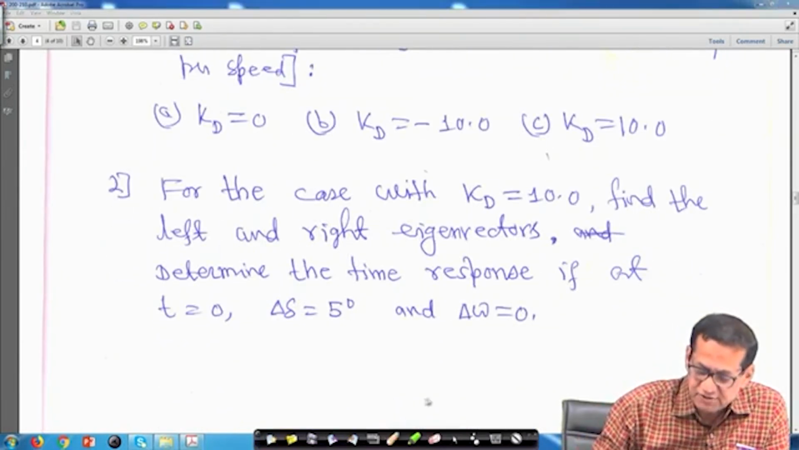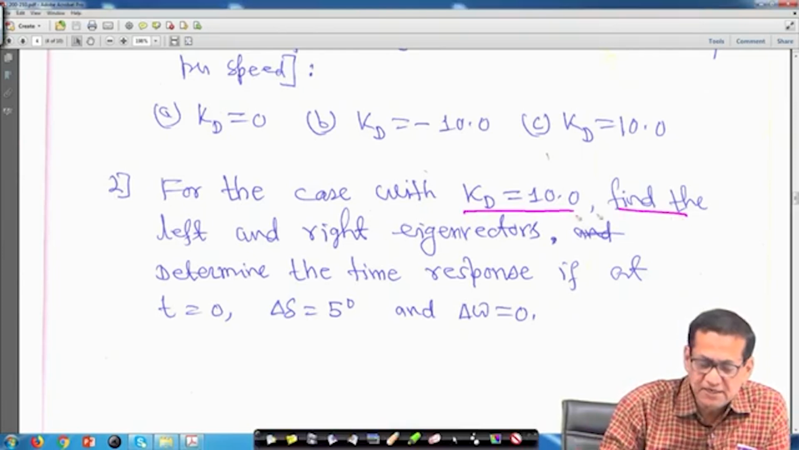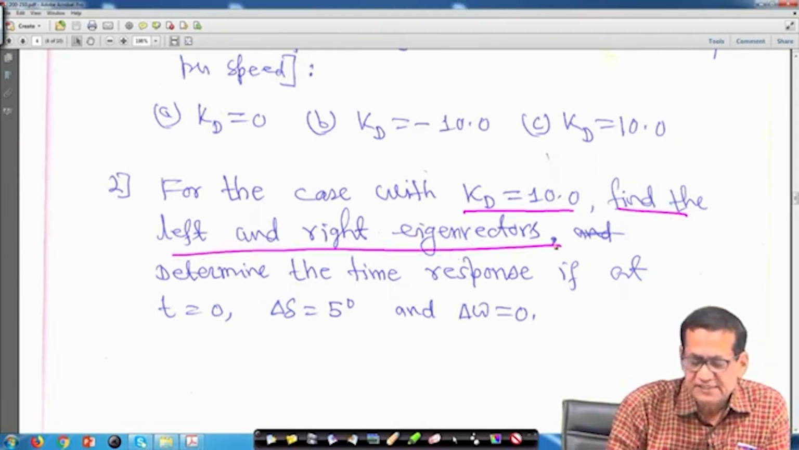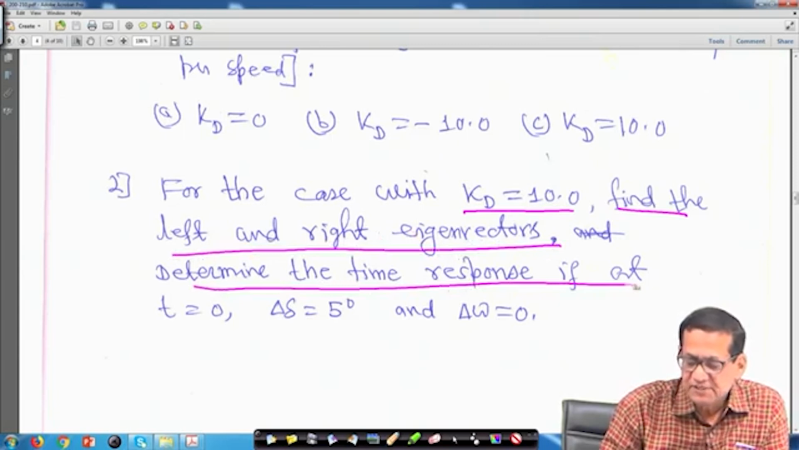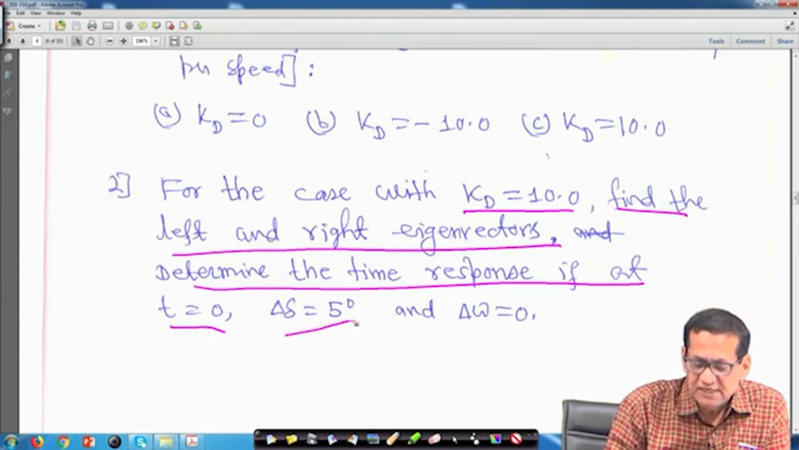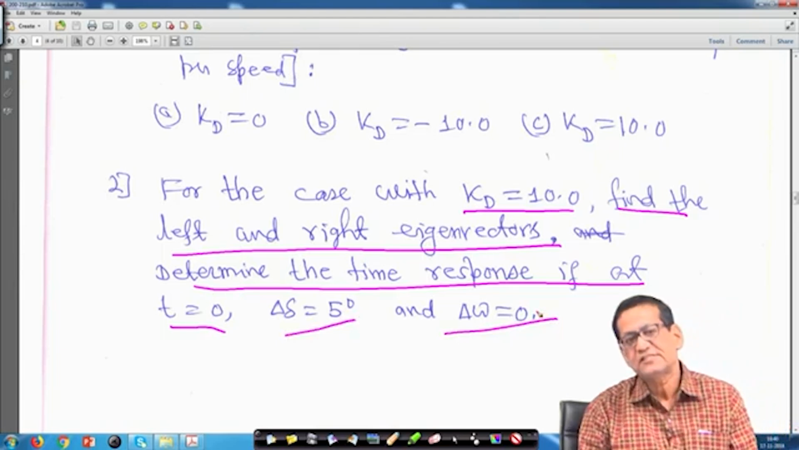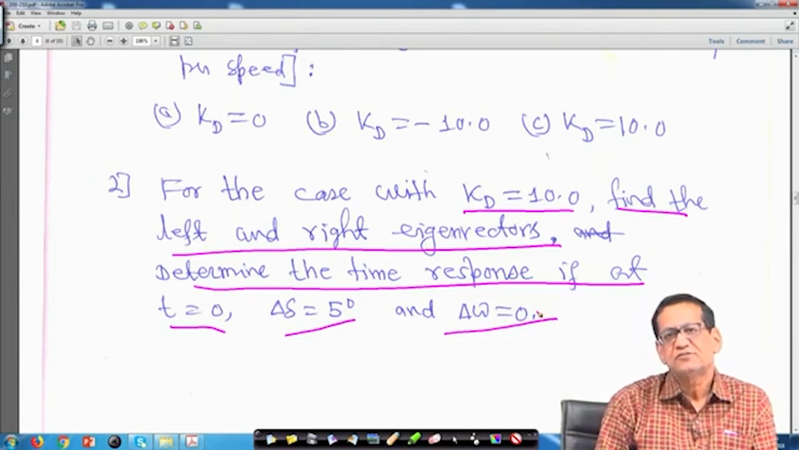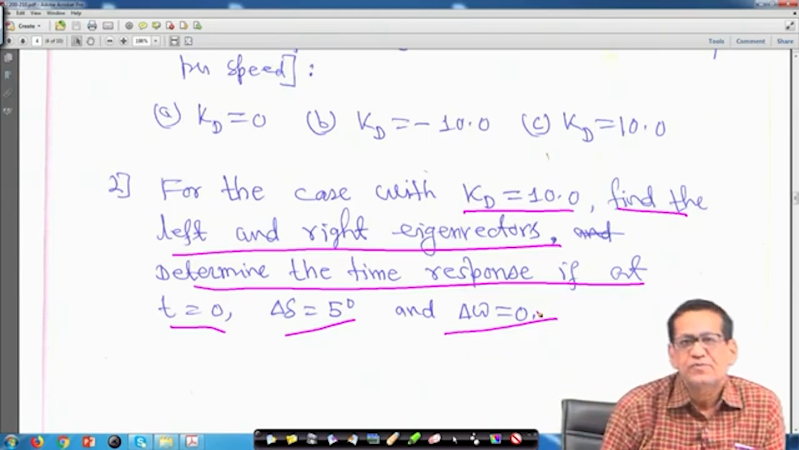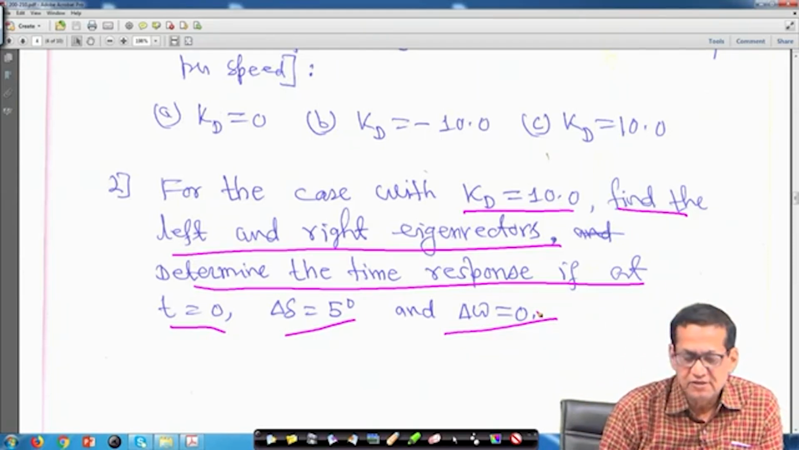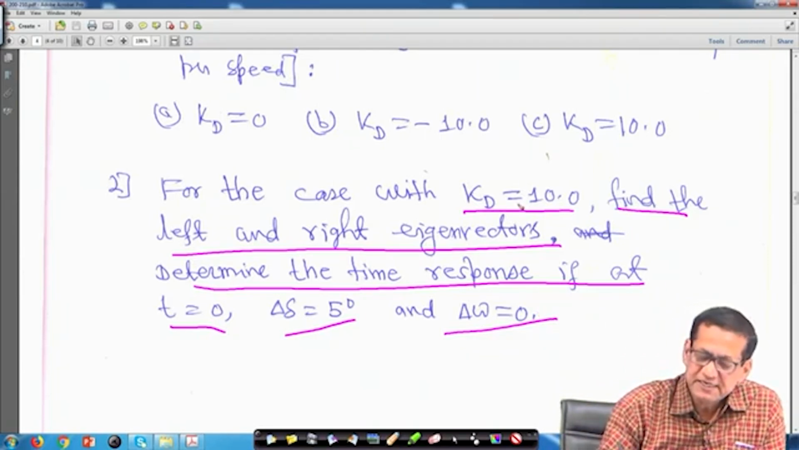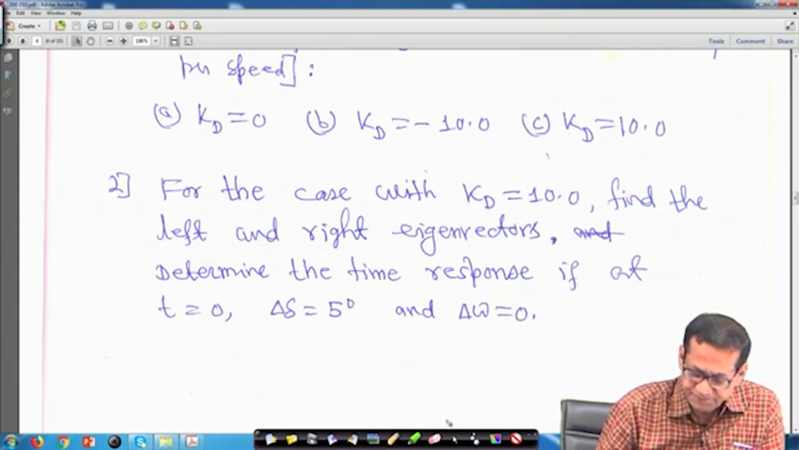Now, for the case with K d equal to 10, you have to find the left and right eigenvectors and determine the time response if at t equal to 0, delta is equal to 5 degrees and delta omega is equal to 0. These are the initial conditions given, and this is for the damping coefficient K d equal to 10.